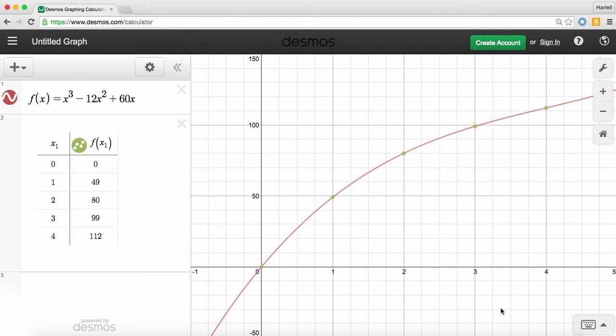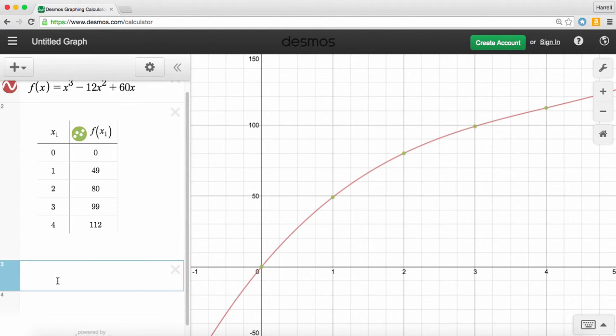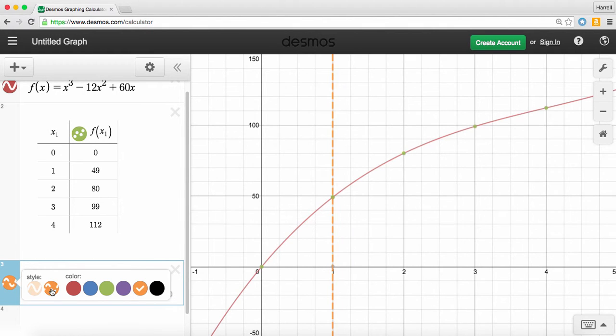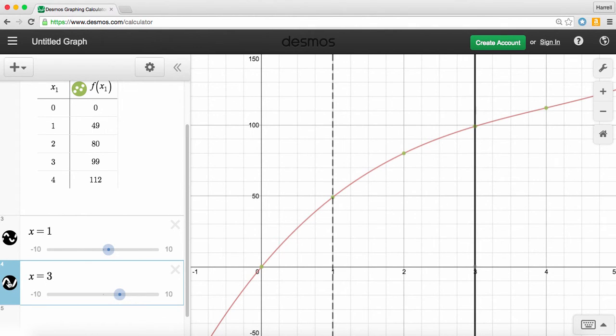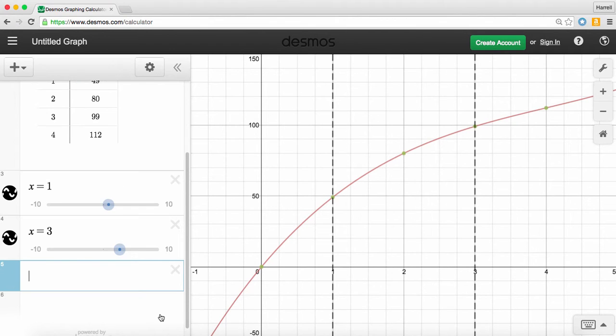Now we care about the values at 1 and 3, so I'm going to draw vertical lines at x equal 1. I'd like for those to be black, and I'd like for them to be dashed. So I'll choose the dash icon, the black symbol, and that will create the black line for me. And then let's do the same thing at x equals 3. Dashed black.